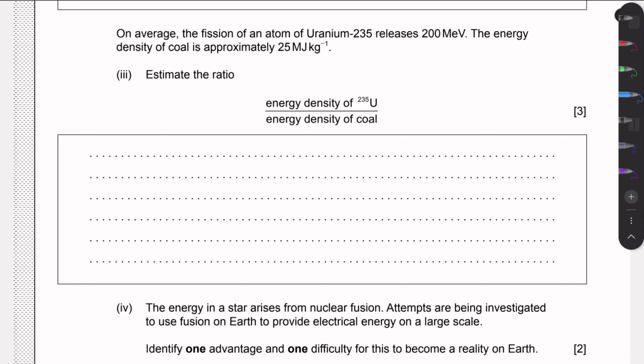And then we are told how much energy we get from one fission reaction. And we're also given the energy density of coal. We need to estimate this ratio of energy density of uranium to energy density of coal. So energy density is energy per unit mass. So this is already in correct units. Somehow we need to convert this mega electron volts to the units of energy density.